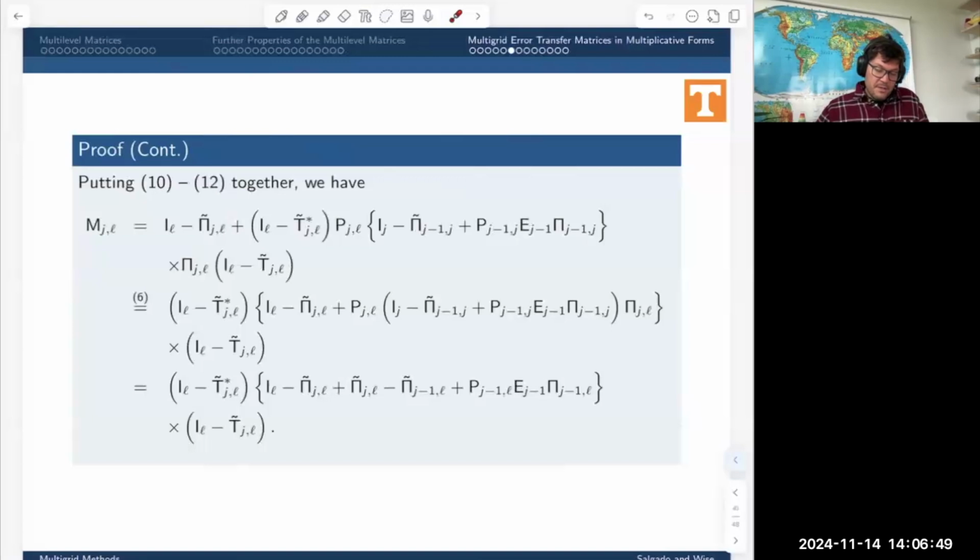So I'm going to put 10, 11, and 12 together. And what I get from putting those last two computations together is when I interchange the K matrix and the P matrix, I get this now. And whenever I interchange the K matrix and the pi JL matrix, I get this.